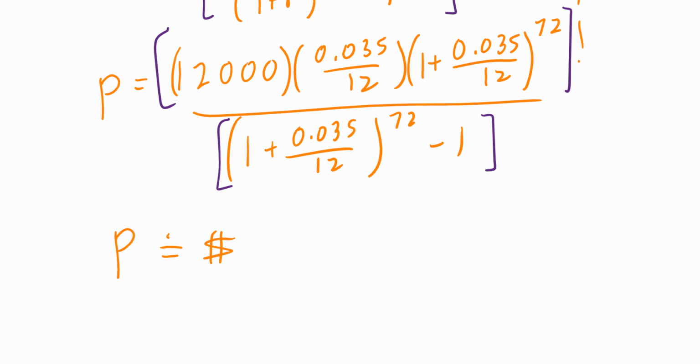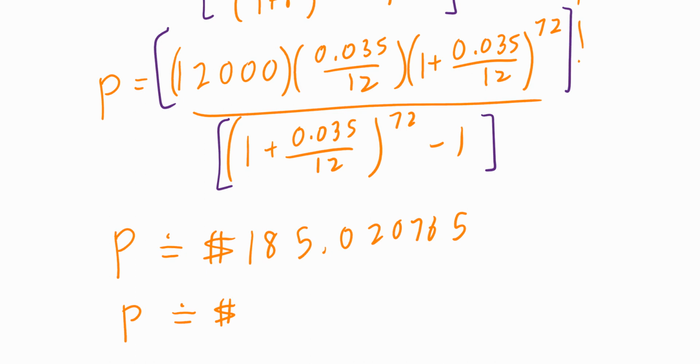Let's see what happens. 12,000 times 0.035, divide this by 12, times open bracket 1 plus 0.035 divided by 12 to the power of 72. I'm dividing by the bottom. I'm opening two brackets, 1 plus 0.035 divided by 12 to the power of 72 minus 1. And in the display, I see the following number, 185.020765.